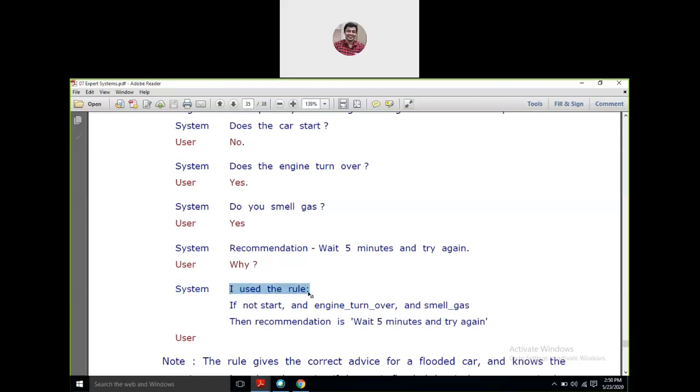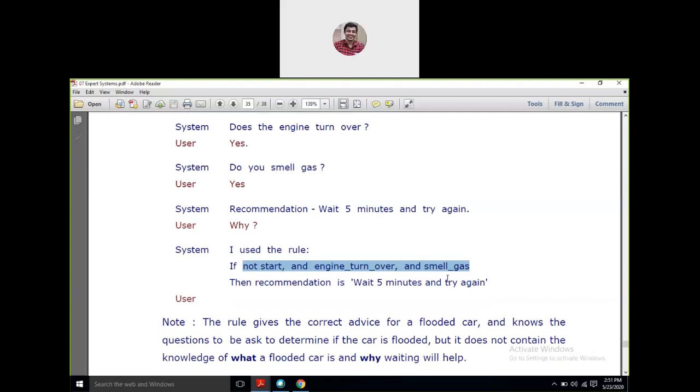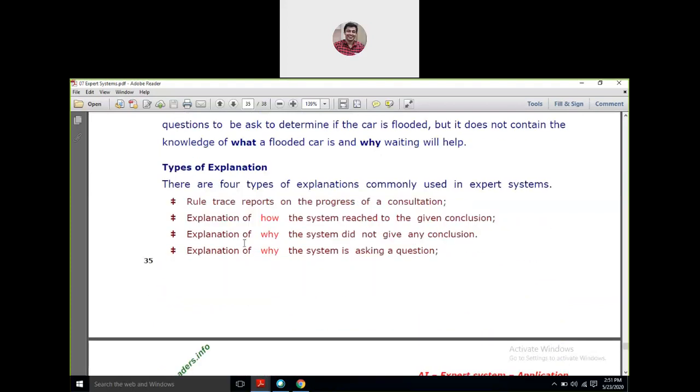So the rule that has been used to provide an explanation is that if it is not starting and the engine is turned over and the smell of gas is coming up, then the recommendation is wait for 5 minutes. So these are the three things which advise that under these conditions it is better to wait for a certain amount of time before moving to any other remedial actions that can be put forward, right?